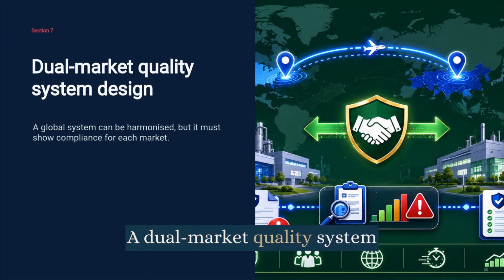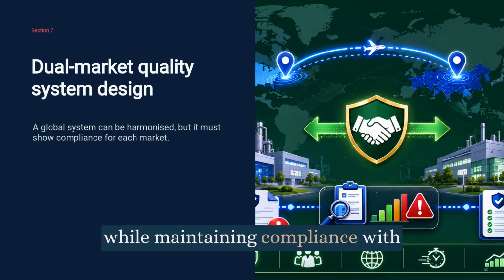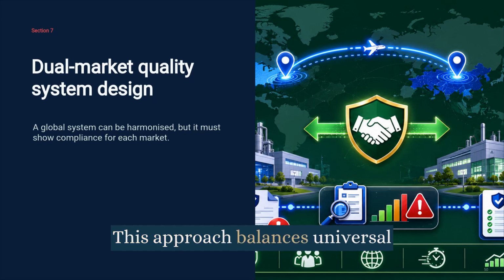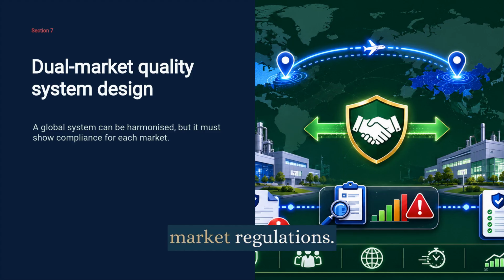A dual market quality system design ensures global harmonization while maintaining compliance with individual market requirements. This approach balances universal standards with local regulatory needs, ensuring both efficiency and adherence to specific market regulations.